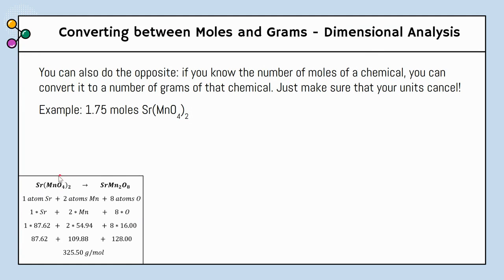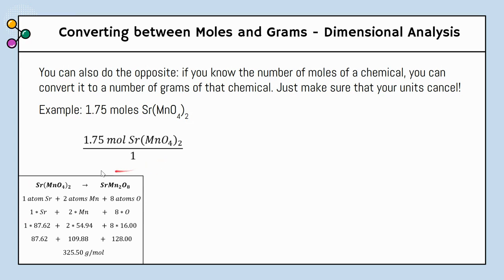And I'll distribute the 2 to say 2 times 1 Mn gives me 2 Mns, or manganese. And 2 times 4 O's gives me 8 oxygen atoms. And I have that expanded form on the right. Afterwards, I'll perform my calculation of molar mass. Go ahead and pause the video if you'd like to analyze that equation on the bottom left. And now let's use that molar mass of 325.50 grams of strontium permanganate for every 1 mole of strontium permanganate.